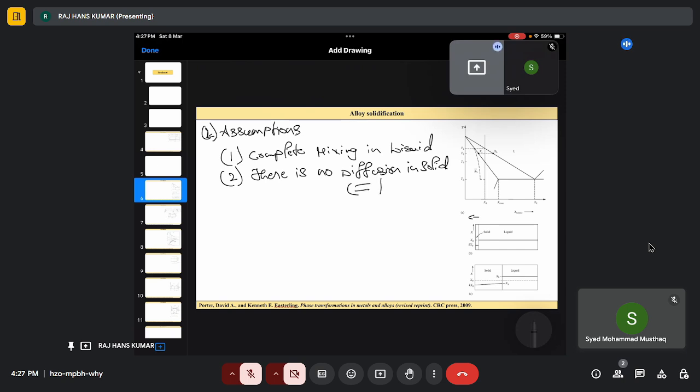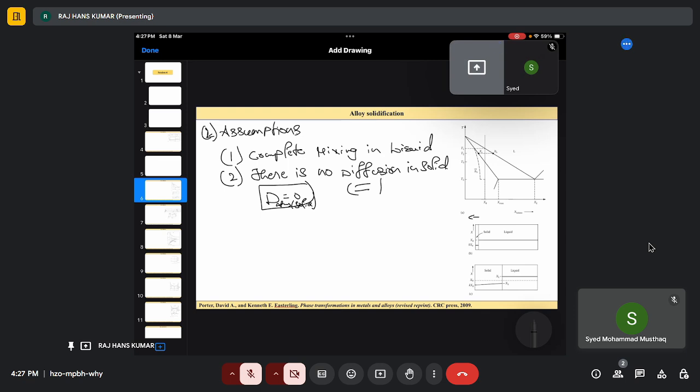What does this mean? Means the diffusion is zero. Diffusion of atoms in solid is zero. There is no diffusion of atoms in solid. That means we are quenching it. Right? So that's how we are going to assume it.